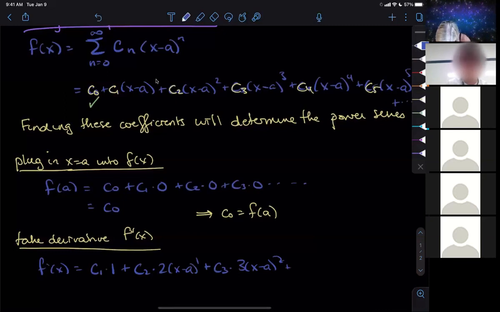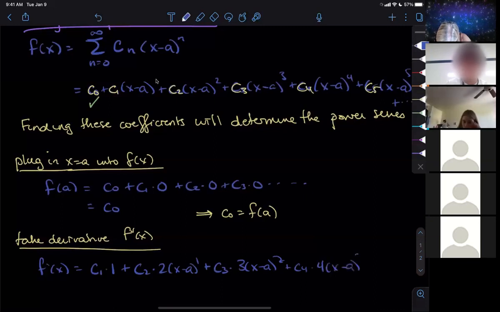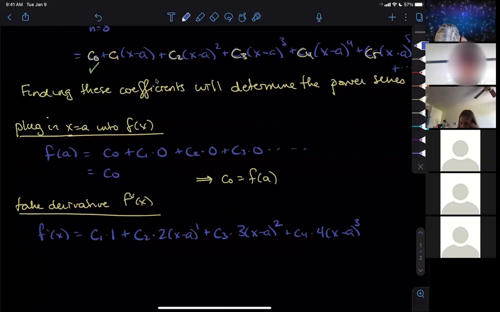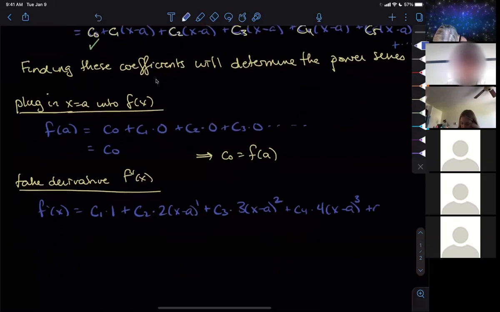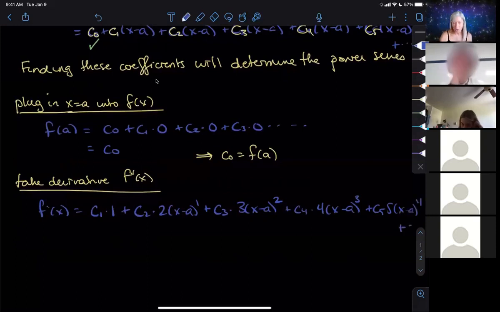Plus C4 times 4(x minus a) cubed. And then C5, let's put that one in there too if we can fit it: C5 times 5(x minus a) to the 4th. And then, more terms, infinitely many more terms. We're not going to write them all down.